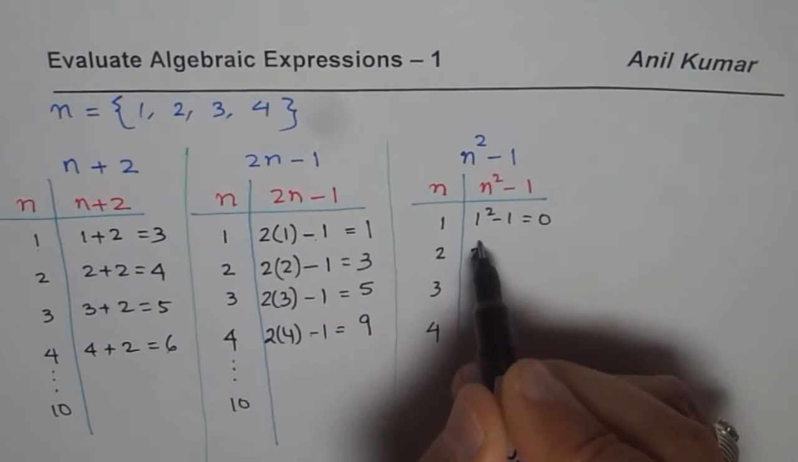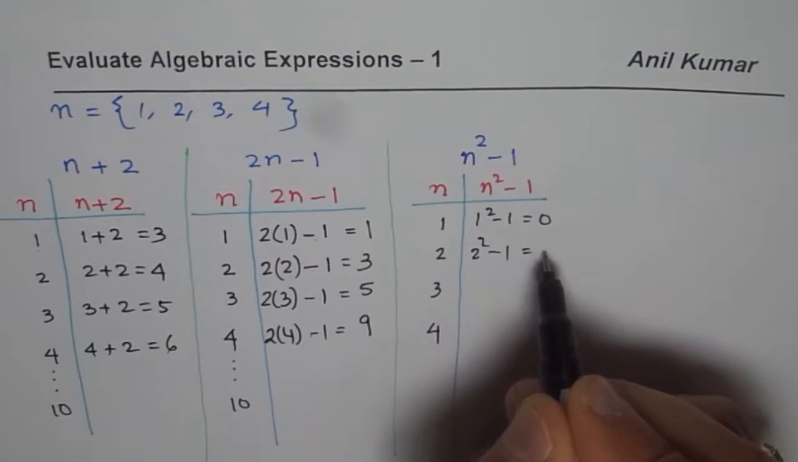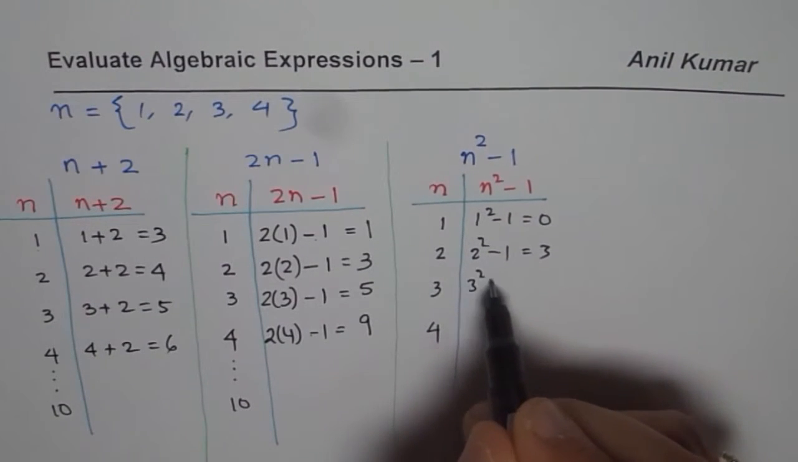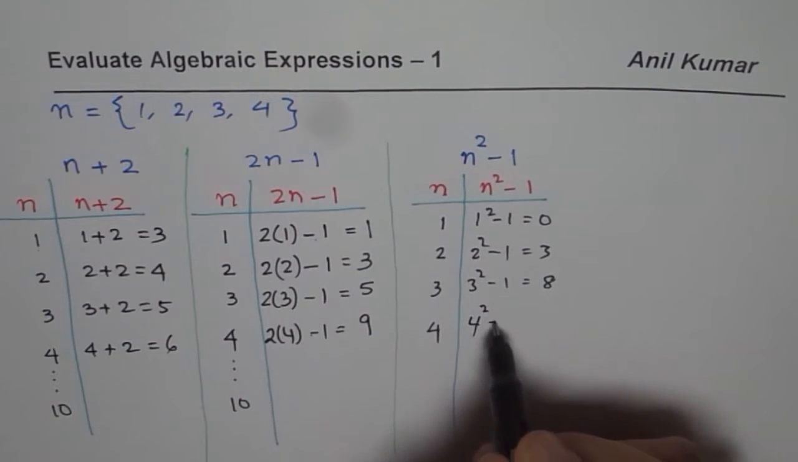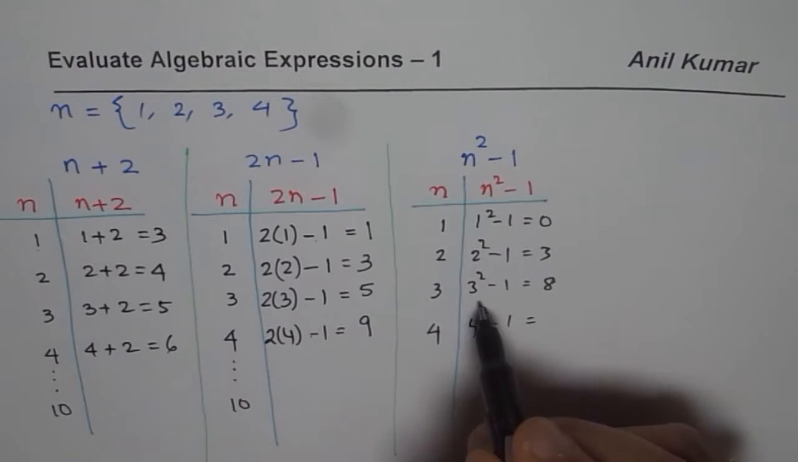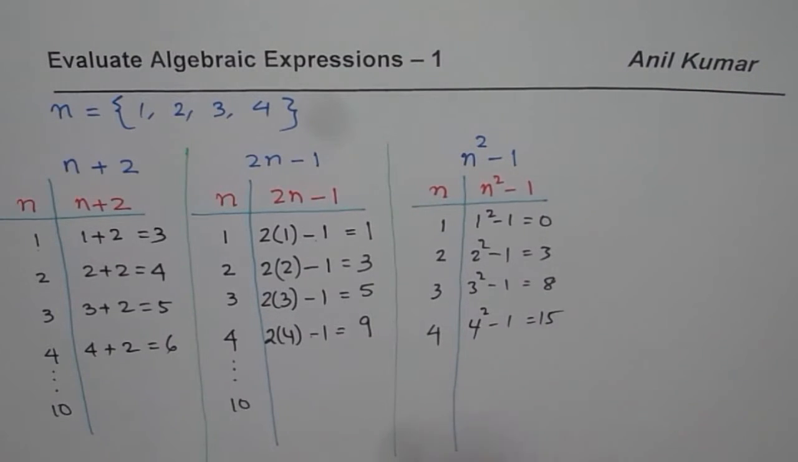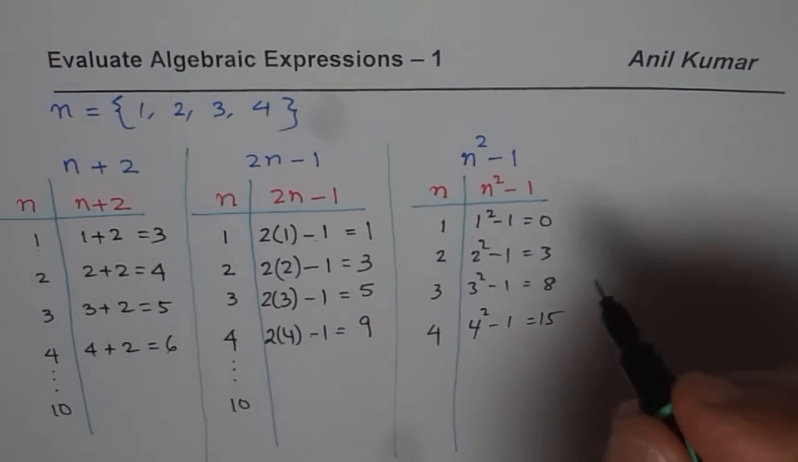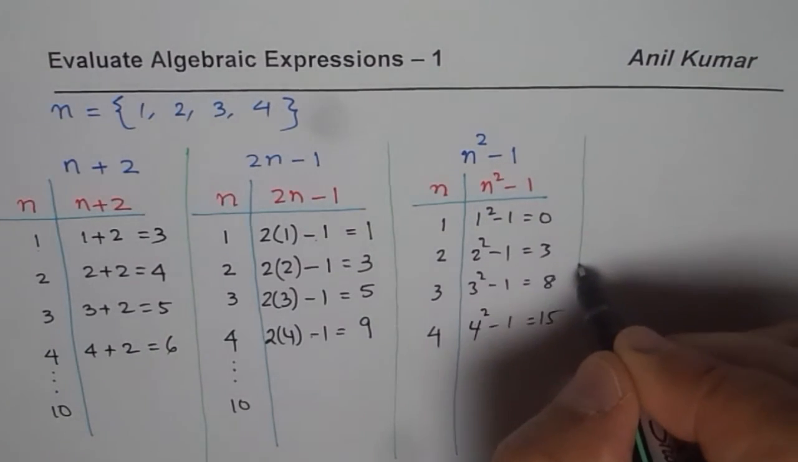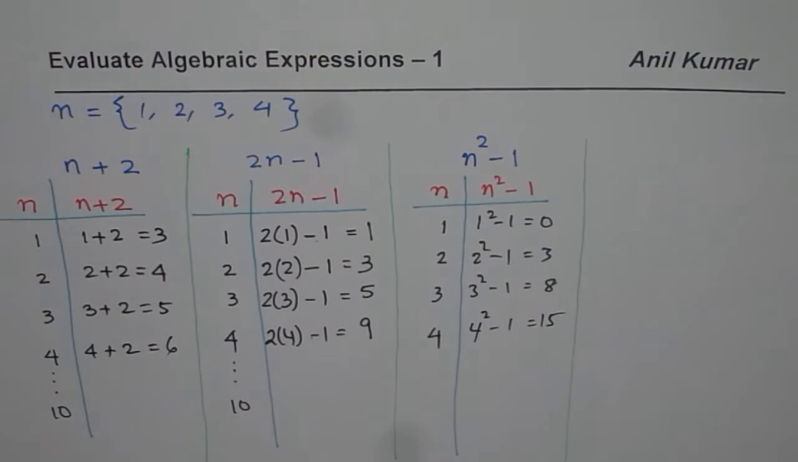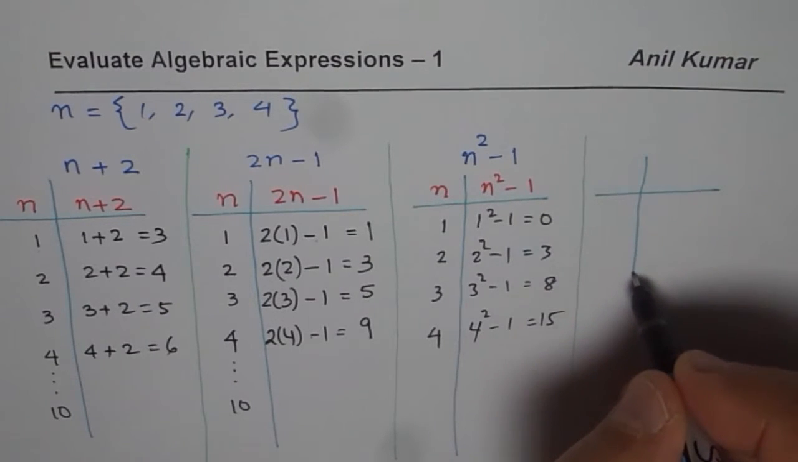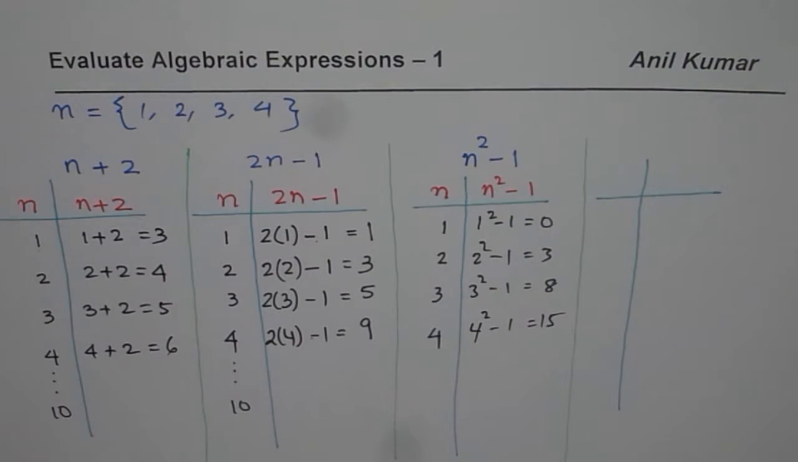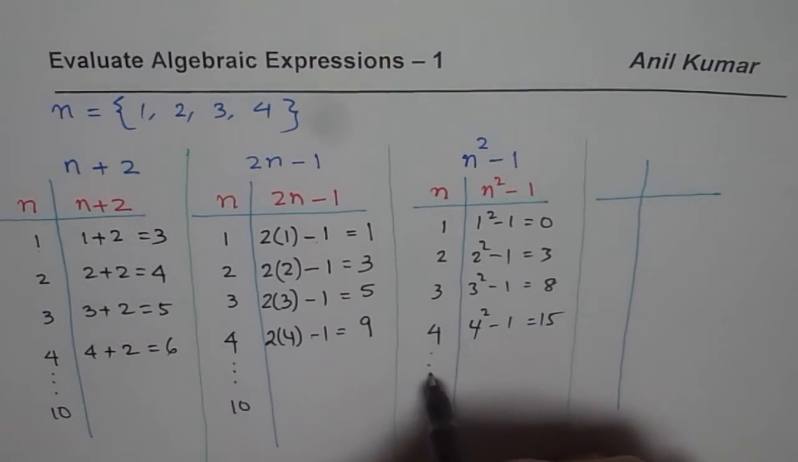So if you substitute 1 here, 1 square is 1, so you get 1 square minus 1, that is 0. 2 square minus 1 means 4 minus 1 is 3. 3 square minus 1 means 9 minus 1, 8. 4 square minus 1 really means 16 minus 1, so you get 15. So likewise, you can evaluate expressions. I hope you have understood this process, correct? So this is the last one for us, and then I can give you some practice questions to work with. Okay, these lists also you can extend till 10.